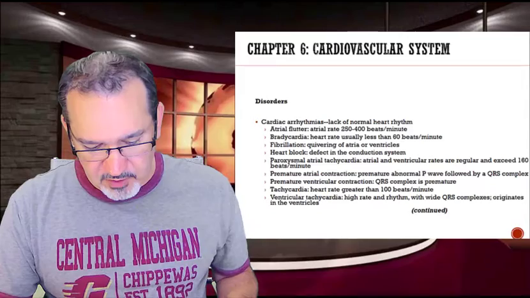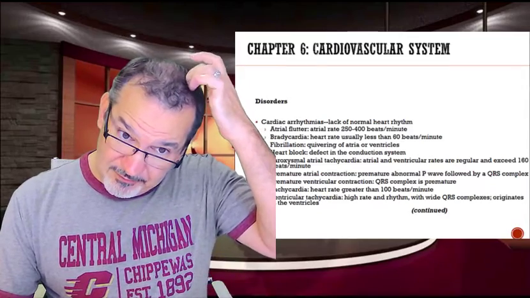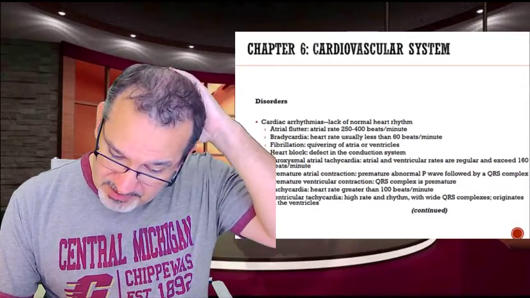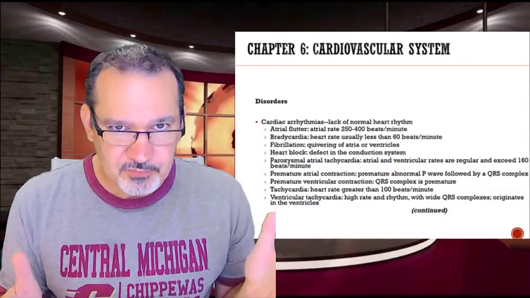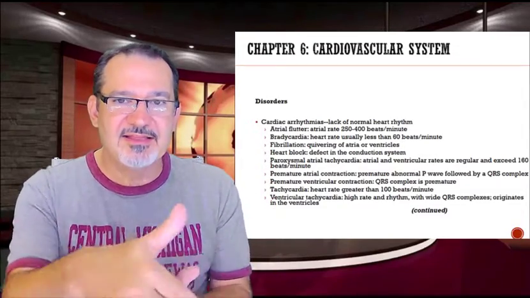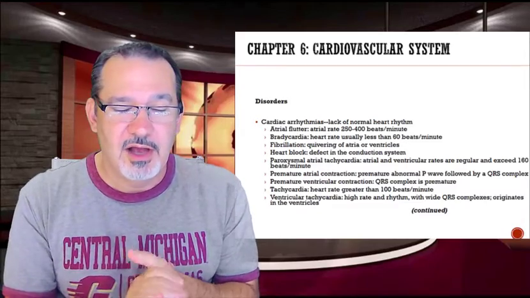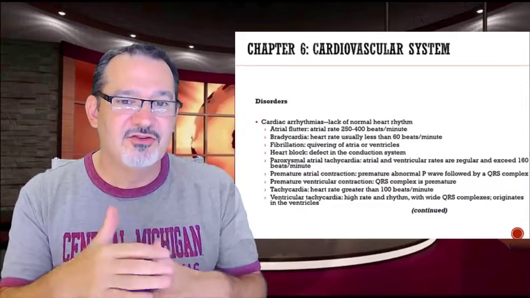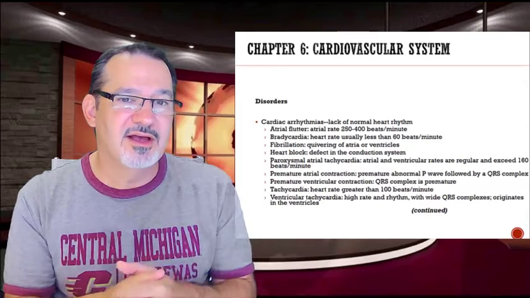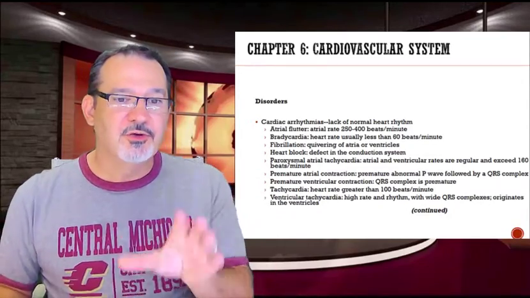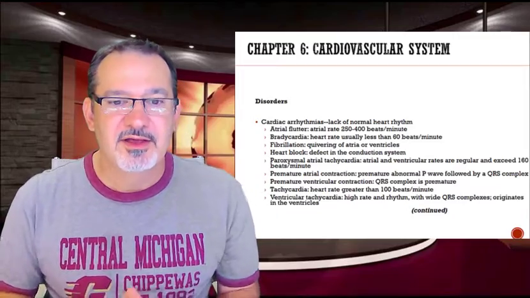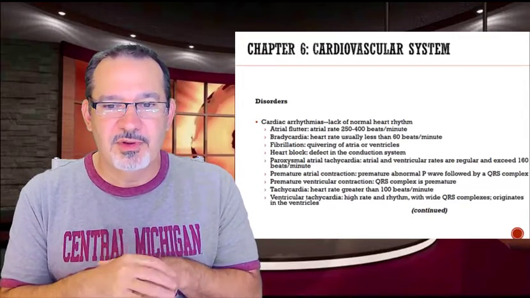Okay, some disorders of the heart. A lot, right? Cardiac arrhythmias. What is an arrhythmia? It means lack of normal rhythm. A at the beginning as a medical prefix is without. So an arrhythmia is without normal rhythm. Okay. So atrial flutter, atrial rate of 250 to 400 beats per minute.